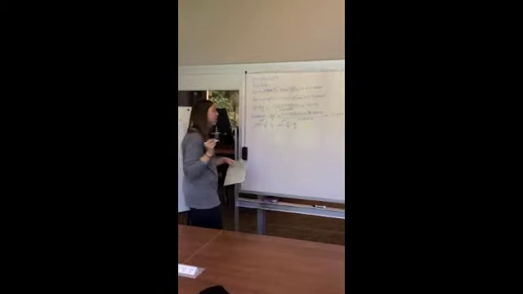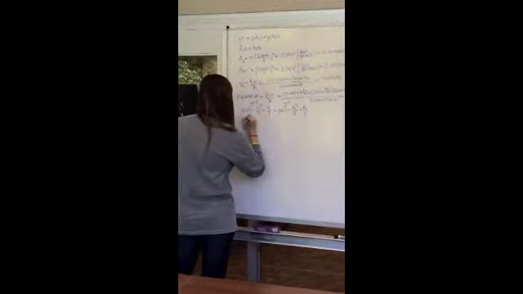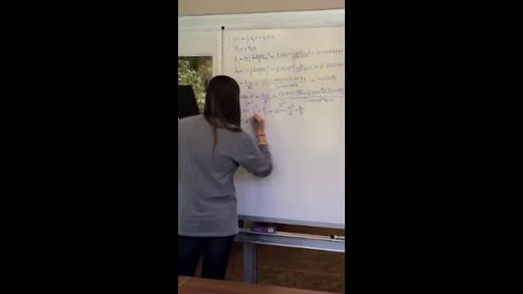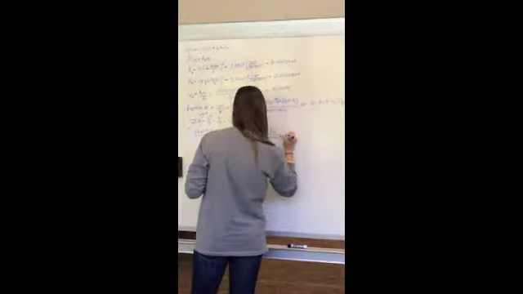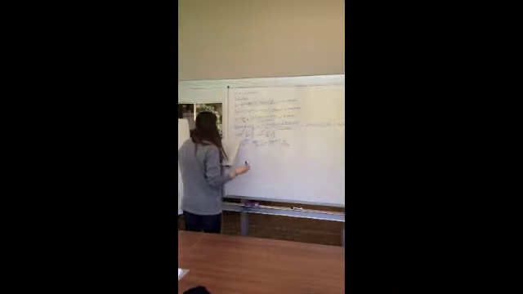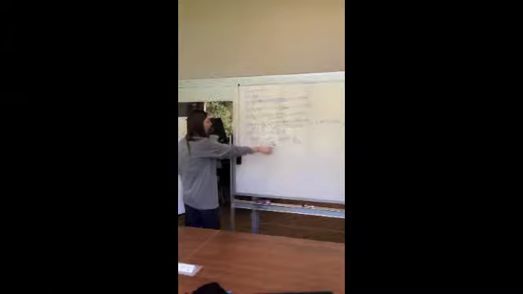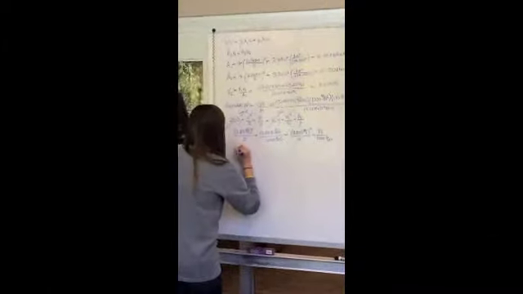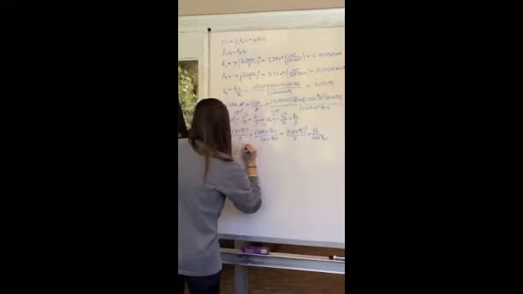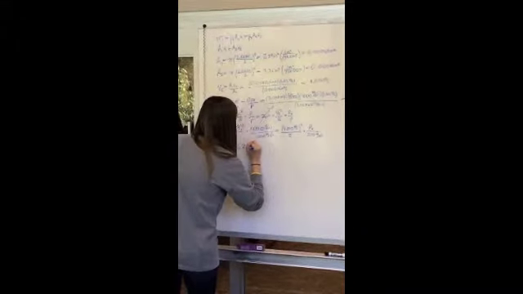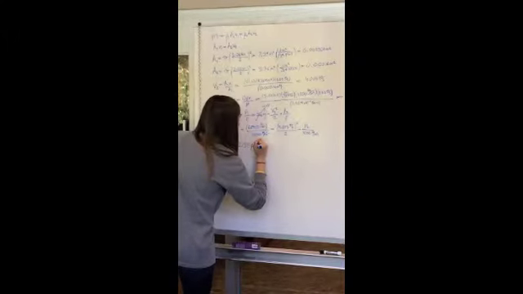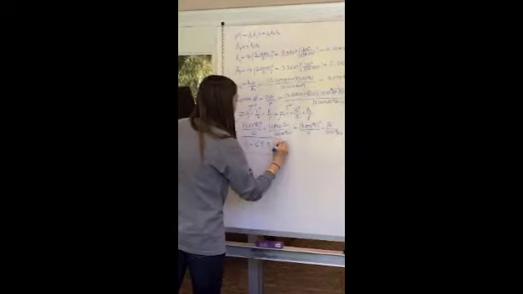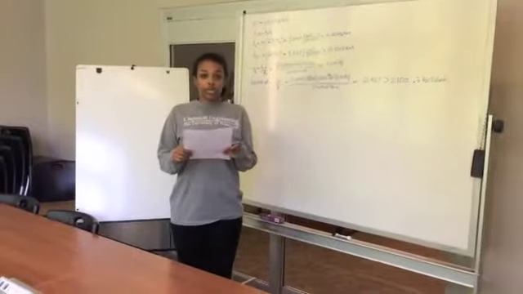So now I'll plug everything into the equation. Okay, so now we have everything known except for P2. So if we solve for P2, we get P2 equals 62.31 kilopascals. And that is our answer for part A. We will be working on part B of the problem.